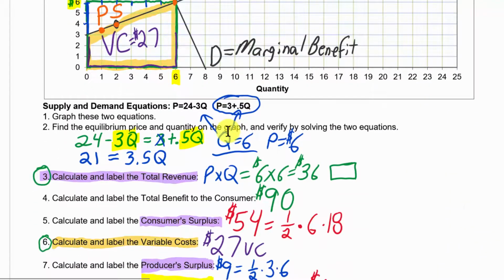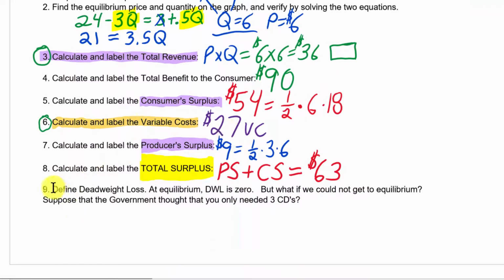All right, so let's look at this last question here. What's deadweight loss? Deadweight loss is what we call it anytime something interferes with the market and we are not able to get to the efficient point, which in this case we're assuming is the equilibrium. The equilibrium isn't always the best point, but in this case, let's assume it is. So deadweight loss is when we can't get the largest total surplus possible. In other words, for some reason we can't get this $63.